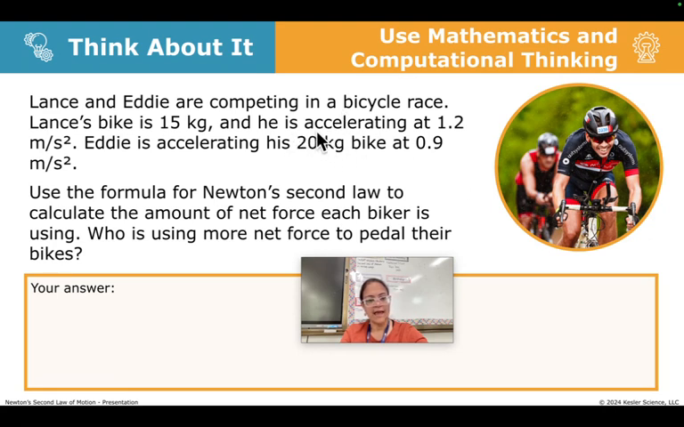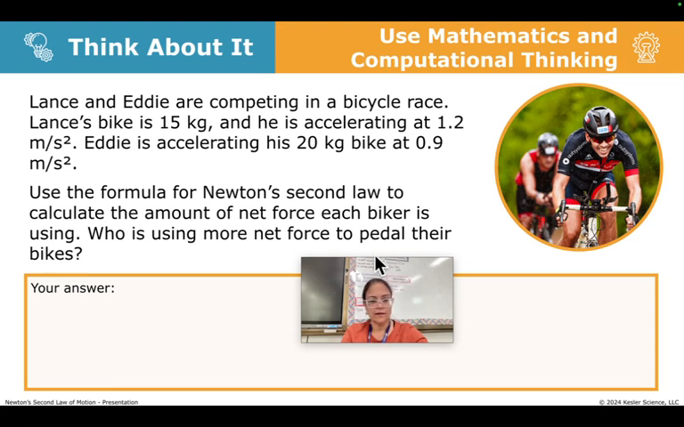And so here we have Eddie. He's got a heavier bike, so he's got a 20 kilogram bike, but he's not accelerating quite as fast. So 20 times 0.9 is 18. Could do that one in my head. So Eddie has 18 newtons of force.